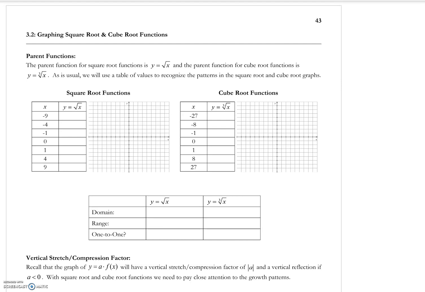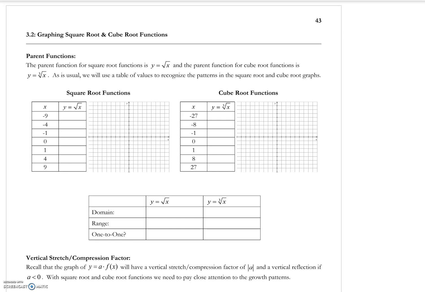Section 3.2 is all about graphing square root and cube root functions. We should see a lot of the same patterns occur in square root and cube root functions as we've seen in every other function we've graphed so far this year. But to get started, let's start by just graphing the parent function.